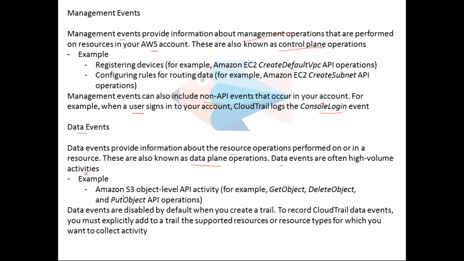For example, S3 object level API activity like get object, delete object, put object. So uploading an object into S3 is basically a high volume activity, obviously. Okay, and data events are disabled by default when you create a trail. And to record CloudTrail data events, you must explicitly add to a trail the supported resources or resource types for which you want to collect activity.